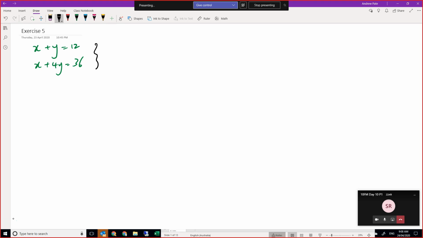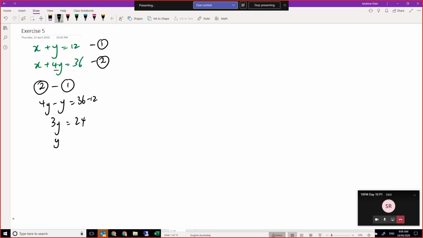Now we could put this into our calculator and say solve system of linear equations and all that kind of stuff. But instead of doing that, I'm just going to do it like this. If this is equation 1 and this is equation 2, then I can do it by elimination. So I can do equation 2 minus equation 1. x minus x gives me 0, 4y minus y equals 36 minus 12. So 3y equals 24 and y equals 8. Then if I sub that back into equation 1, I get x plus 8 equals 12, so x equals 4. Sorry, that's not a y, that's an x. My solution is 4, 8.